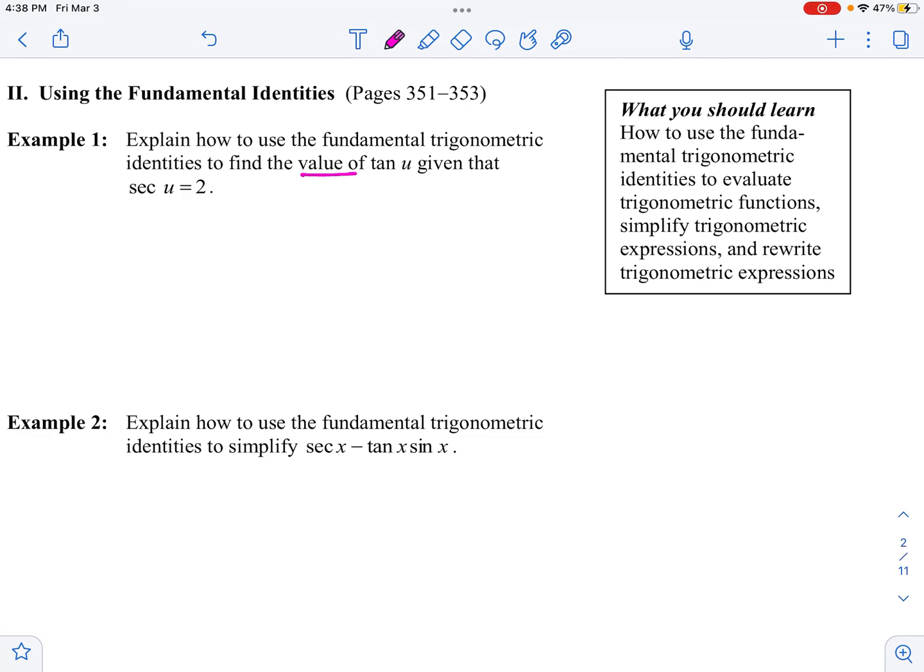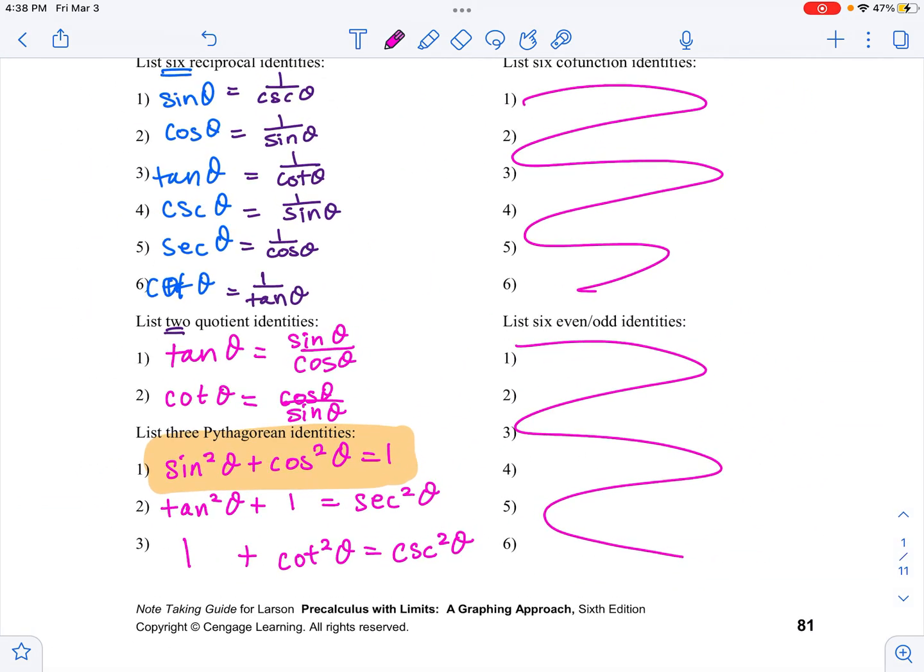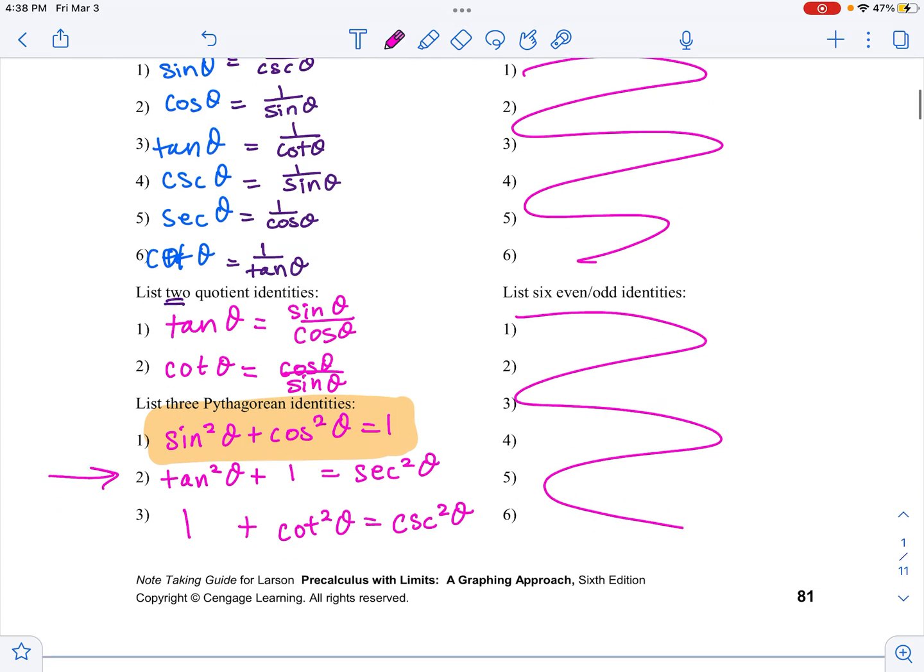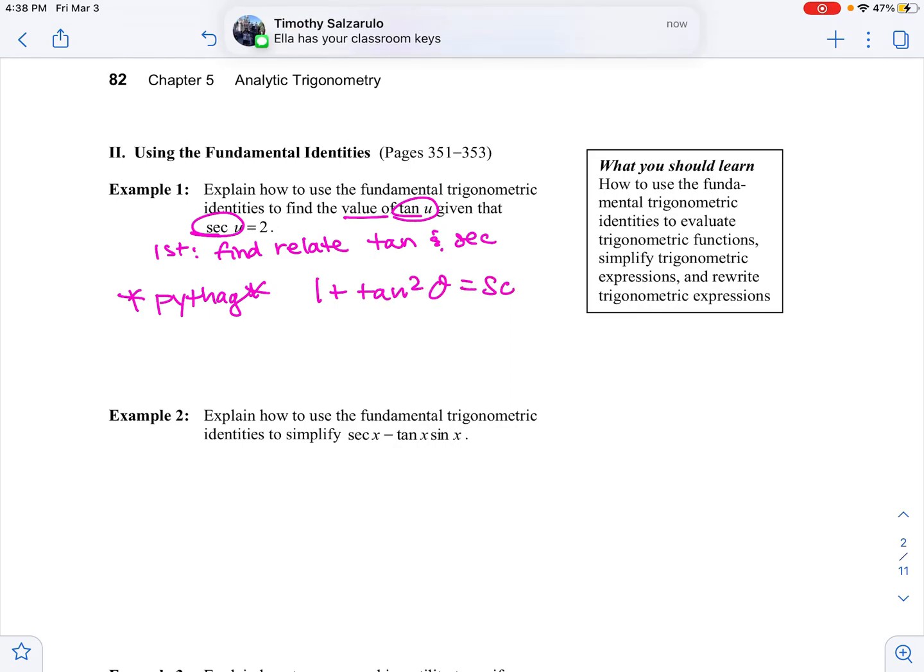Okay? And here's how I would do it. First step is you are going to find a way to relate, with our identities, tangent and secant. If you scroll up here, I see tangent and secant are both related in this Pythagorean identity. So I'm going to write it out under the second Pythagorean identity, which says 1 plus tangent squared equals secant squared theta.